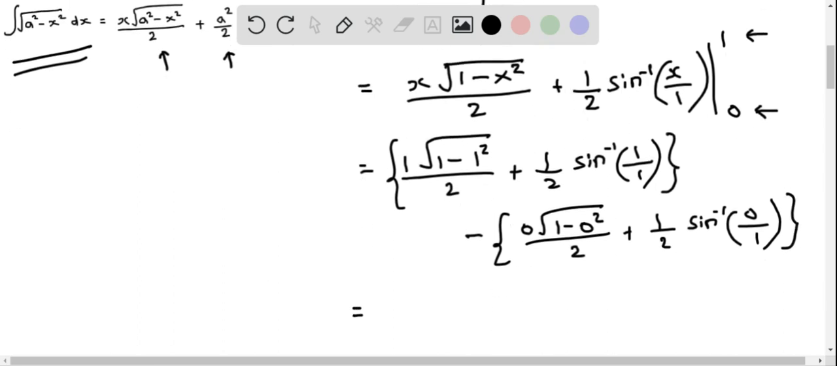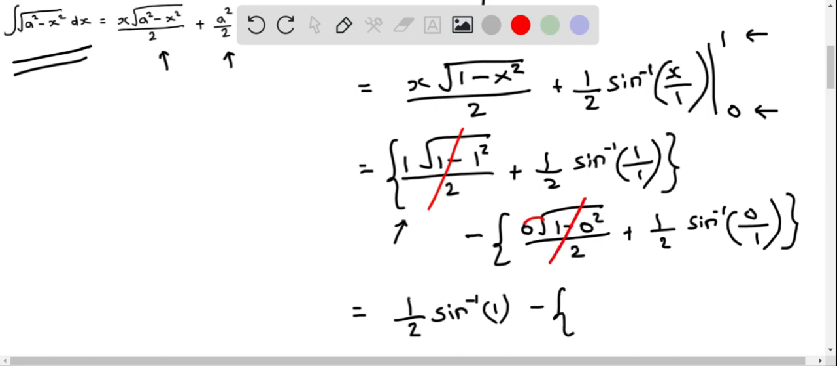Let's evaluate. Here we have 1 minus 1 squared, which is 0, so this becomes 0. And here we have 1 by 2 sine inverse of 1. So let me write down, this is 1 by 2 sine inverse of 1, and then minus this, which is 0 because we multiply 0 times some number. So this is becoming 0, and sine inverse of 0 is also 0. So this term is also becoming 0.